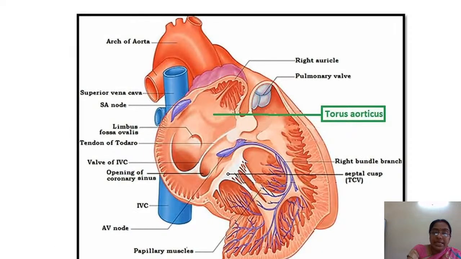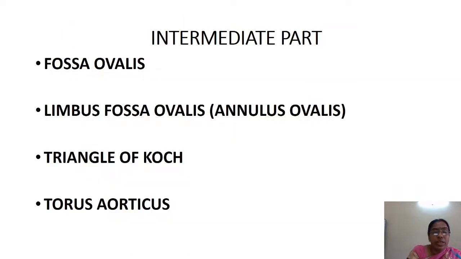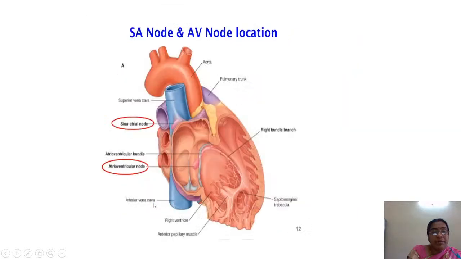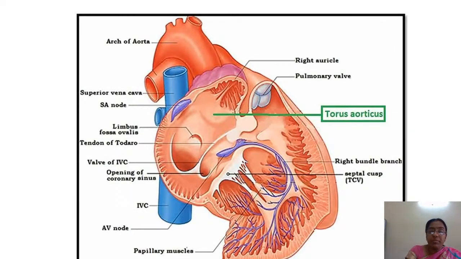After that, we have another feature, the torus aorticus. So what is torus aorticus? In the intermediate part of the right atrium, this is what you are seeing, a small elevation. This elevation is called the torus aorticus. It is the elevation that you are seeing at the right aortic sinus. So this is the torus aorticus, which you have come across.